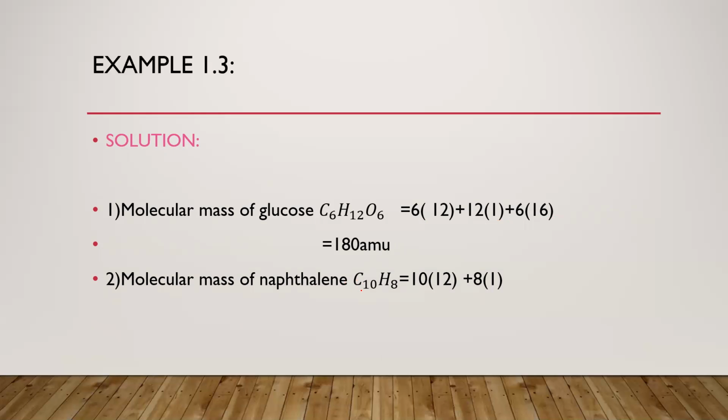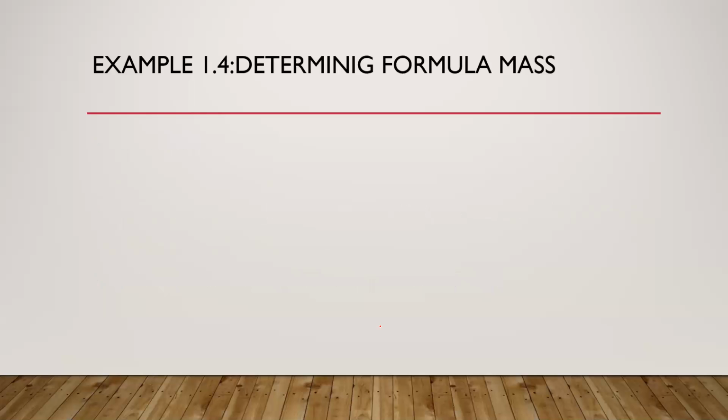Second question, molecular mass of naphthalene. The formula of naphthalene is C10H8. 10 multiplied by the mass of carbon, which is 12, and 8 multiplied by 1. What is 8? 8 is the number of hydrogen, and the mass of hydrogen is 1. Then 10 multiplied by 12 is 120, and 120 is added to 8. Then you will get the answer 128 AMU, which is the unit of molecular mass.